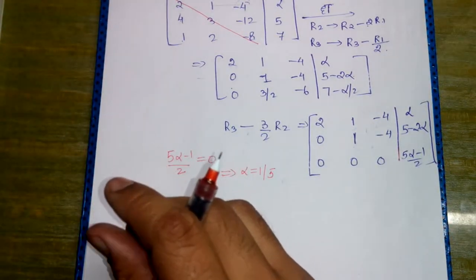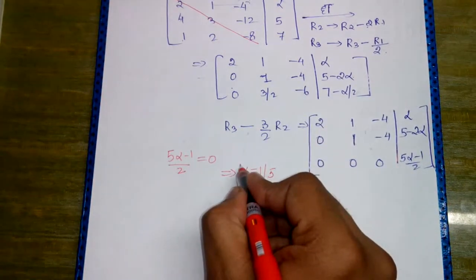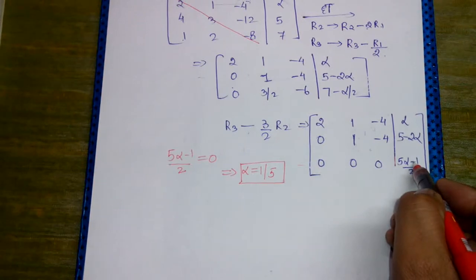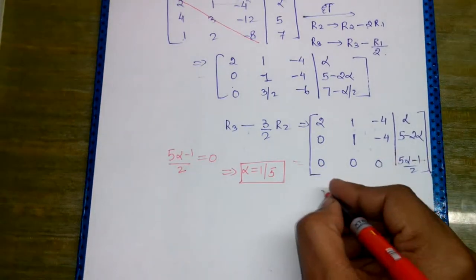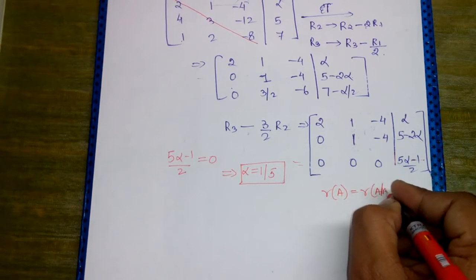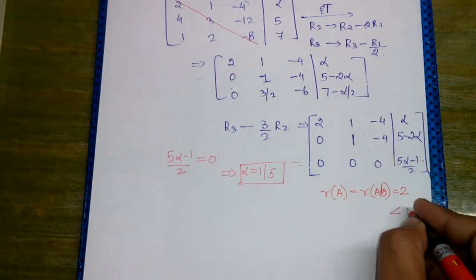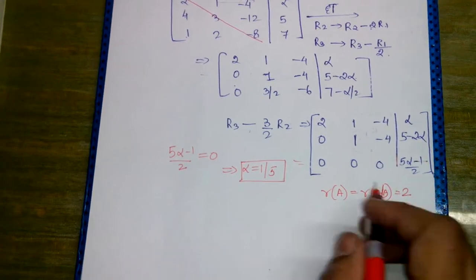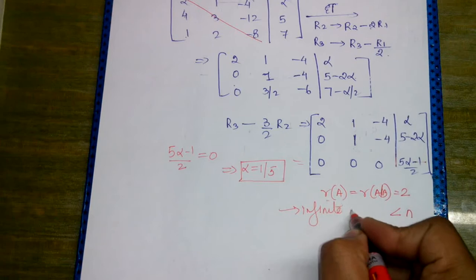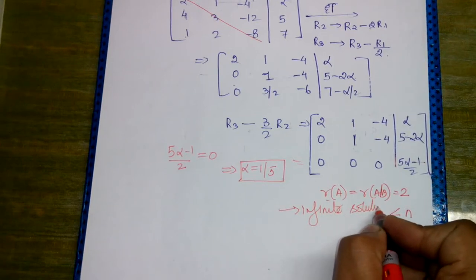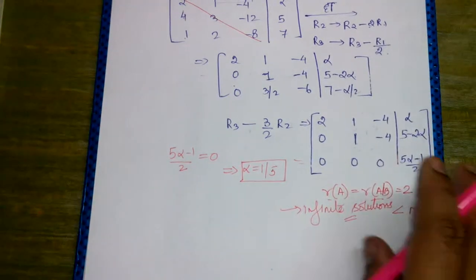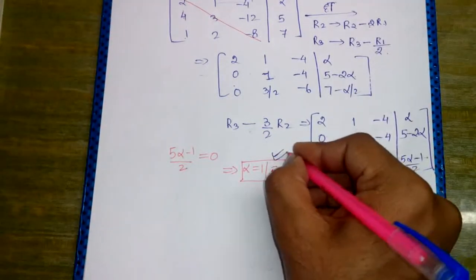So for alpha equal to 1 upon 5, we will have this entire row equal to 0, and then the rank of A and the rank of the augmented matrix become 2, which is less than the number of unknowns, and hence this is a case of infinite solutions.